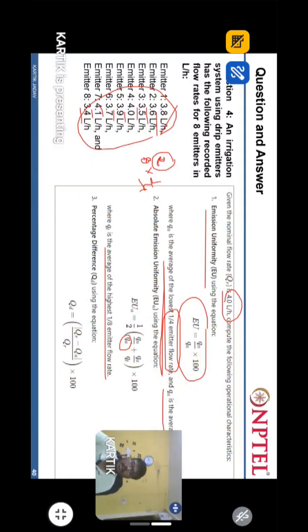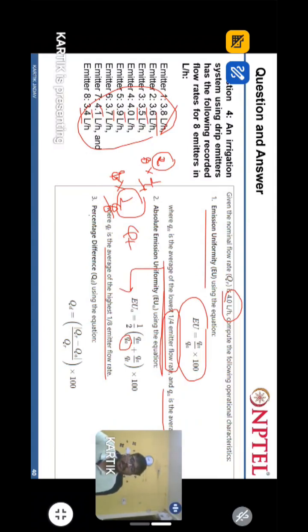Here Qn is the average of lowest 1/4 emitter, while Qt is the highest of 1/8 emitter, meaning the highest observation we need to record, because 1/8. Here we have a total of 8 emitters, so 8 divided by 8 is 1. We select the highest observation as Qt. Need to put all this in this equation to obtain the result.